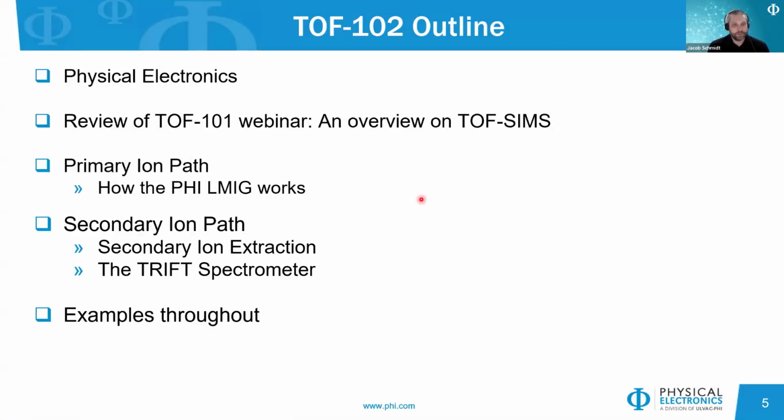Today, I will begin with a brief introduction of Physical Electronics. I will then do a brief overview of the TOF 101 webinar as a review. I will then begin the topic of today and take you on a journey through the nano-TOF spectrometer, beginning with the primary ion path and how the Phi LMIG works. I'll then take you on the path through the secondary ion optics through the TRIFT spectrometer. And I will also go over some examples throughout the presentation to show how these optical elements can affect the TOF-SIMS data.